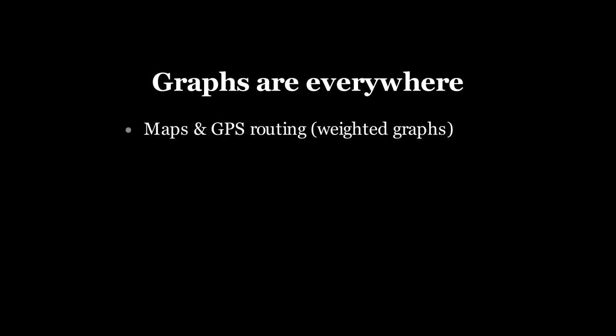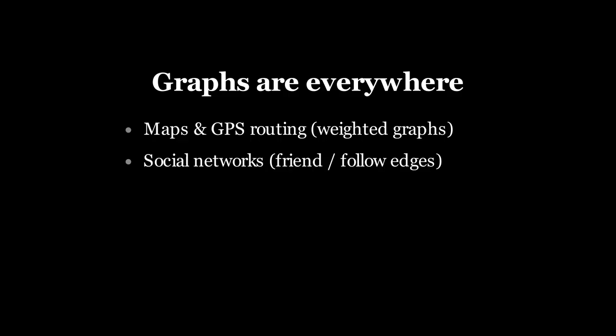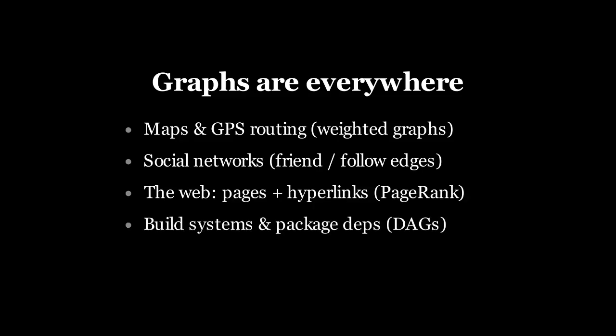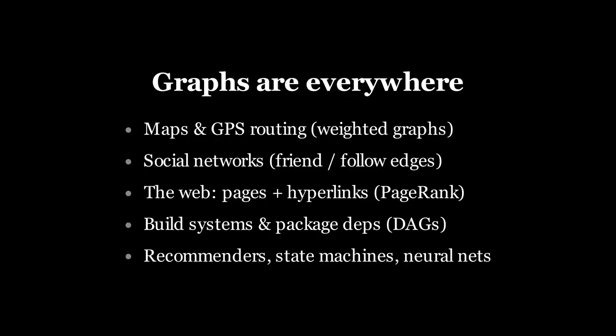Once you see graphs, you can't stop seeing them. Road networks and GPS routing. Social networks, with people as vertices and relationships as edges. The web itself, pages linked by hyperlinks, which is exactly what Google's PageRank runs on. Dependency graphs inside package managers and build tools. State machines, recommendation engines, even the neurons in a neural network. Master graphs, and a huge range of hard problems suddenly share a single toolkit.